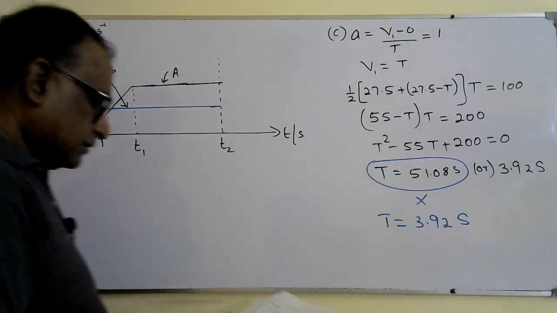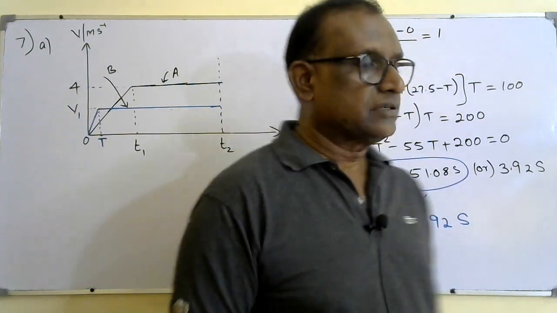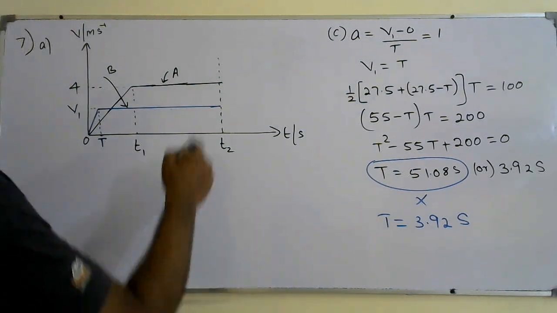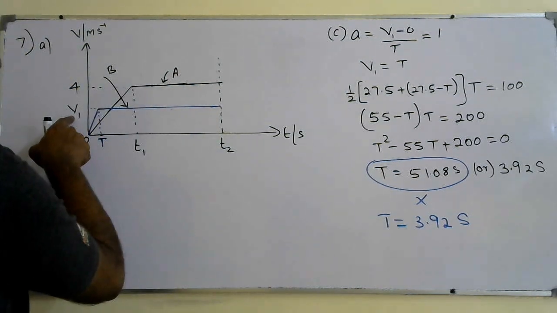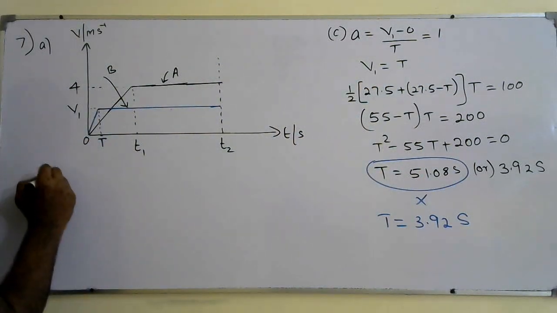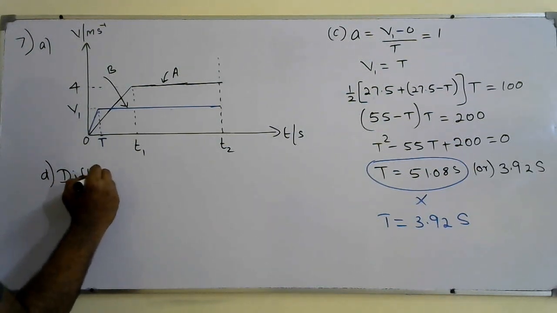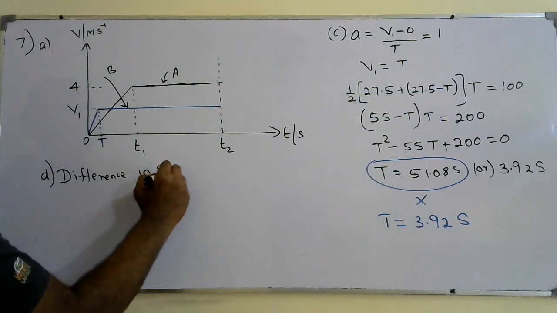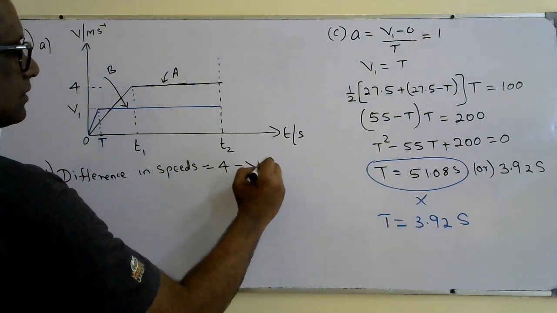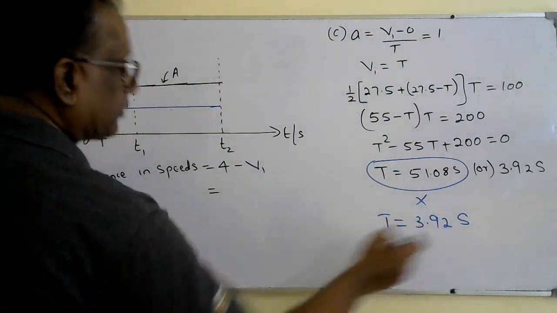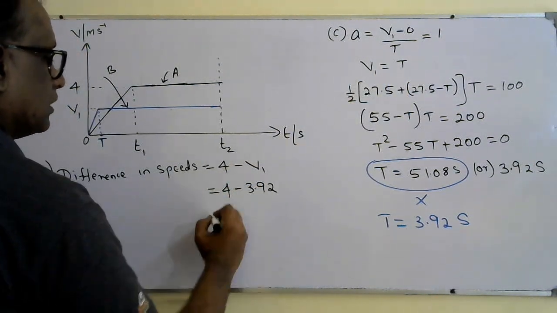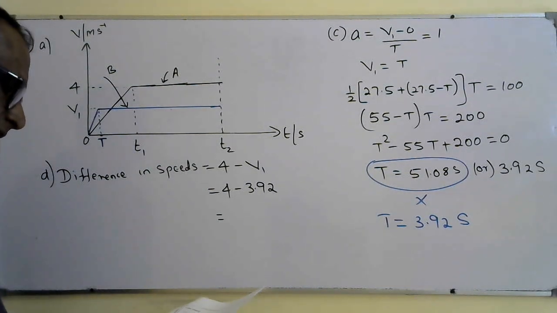Okay, last part D, difference in speeds. The difference in speeds of the two children as they cross the final line. For Ajas we know it is 4, and the only thing we need to find is V1, but V1 is equal to t, which we found as 3.92. So the difference in speed equals 4 minus V1, that is 4 minus 3.92, so the difference will be 0.08.